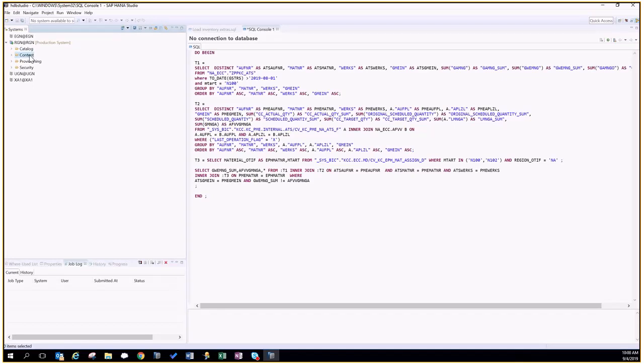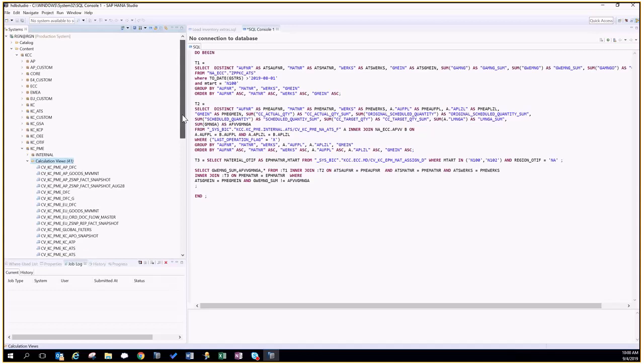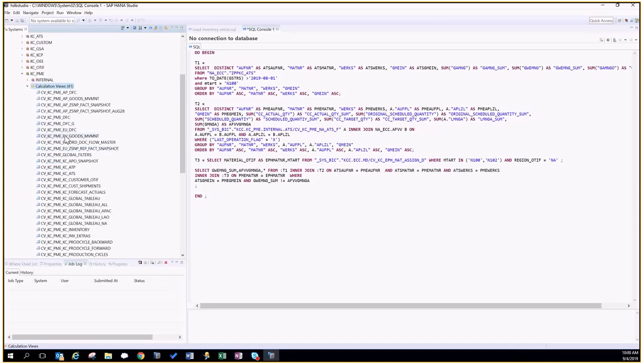So basically, what they're saying is underneath KCC here, we have KC PME. So, for example, we have inventory.